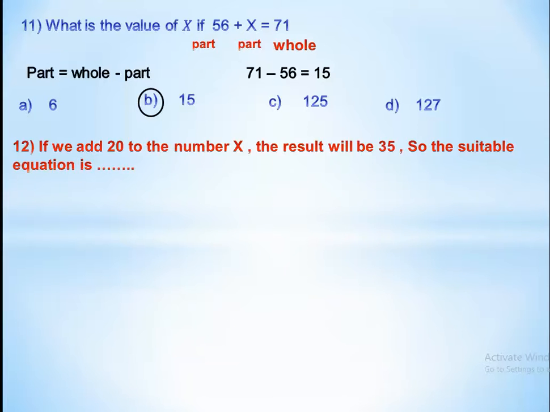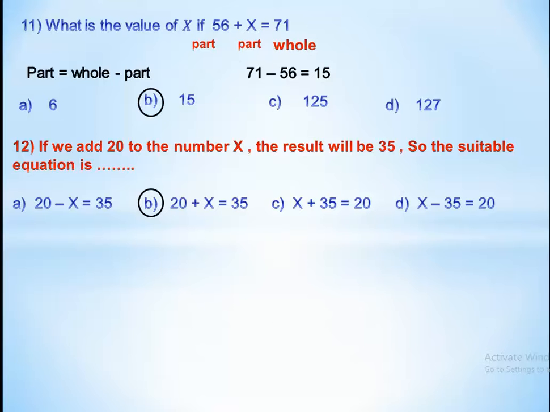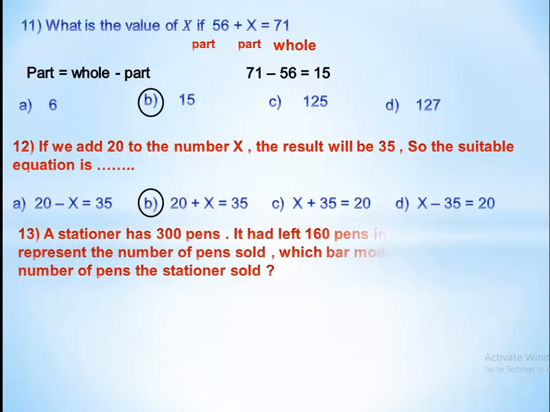If we add 20 to the number x, the result will be 35. So the suitable equation is 20 minus x equals 35, or 20 plus x equals 35. This is the reasonable one. 20 plus x equals 35.